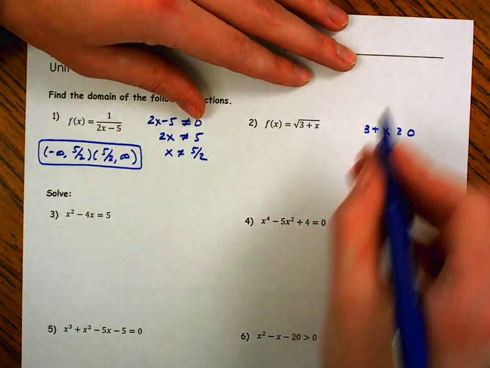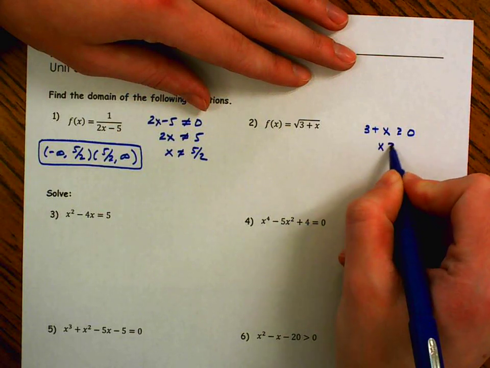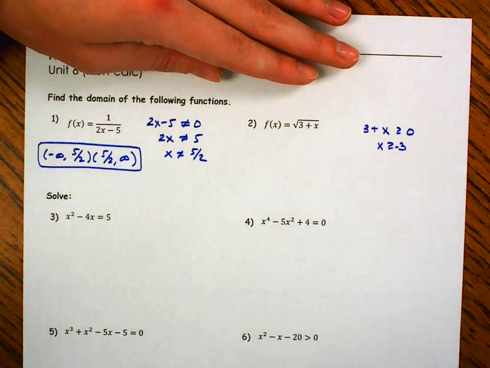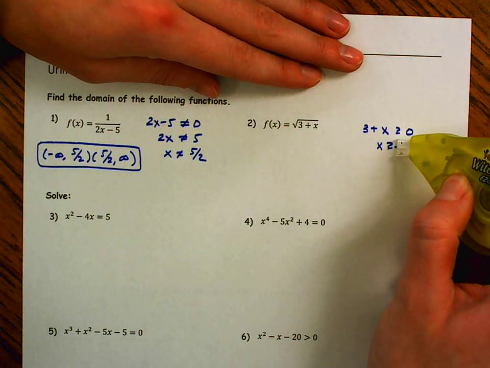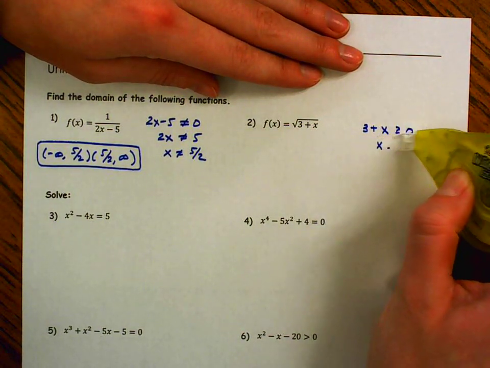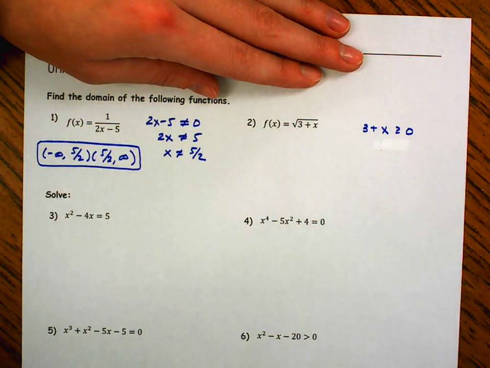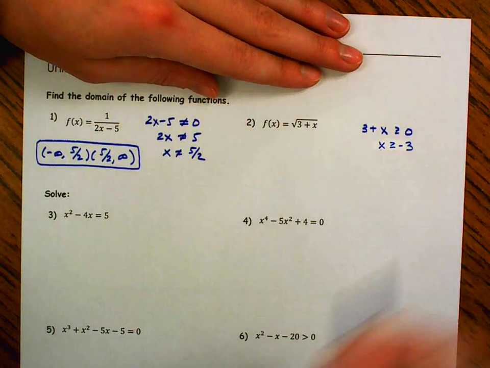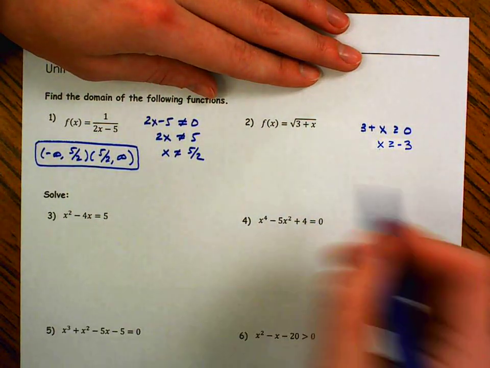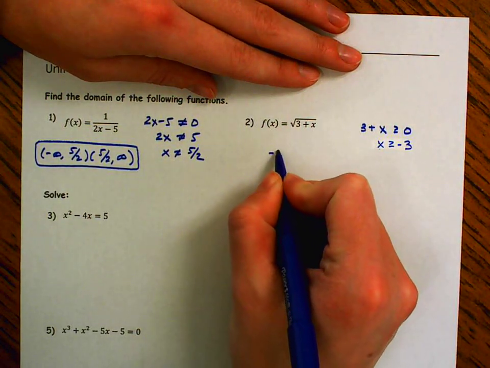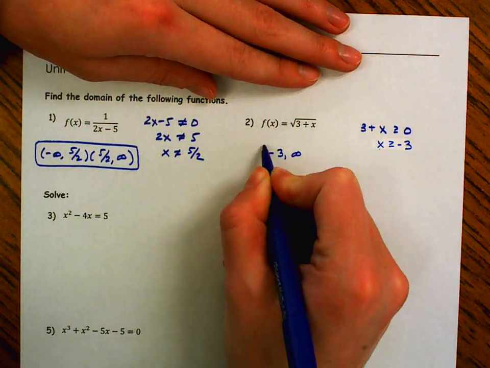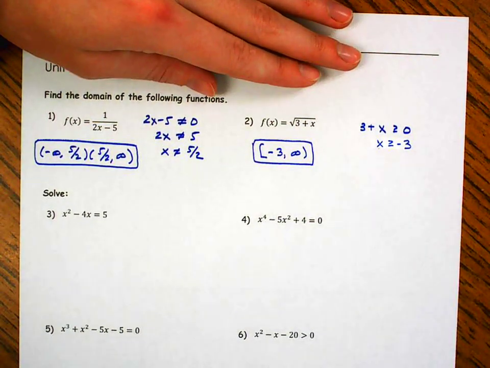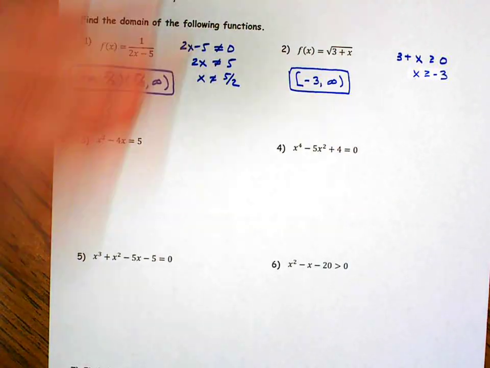So let's solve this. I'm going to subtract 3 on both sides. So x has to be greater than or equal to -3. That's a little hard to read, so let me rewrite that real fast. Okay, so if x is greater than or equal to -3, that means I want everything bigger than -3. I'm including the -3. I don't include infinity. Okay. So let's move on to zeros.